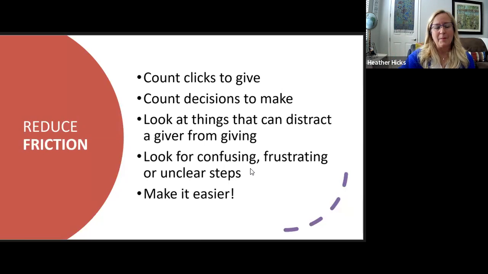Look for anything that might be confusing, frustrating, or unclear. This is where having someone else help you, like my friend who was in their 80s, helps. Asking what was unclear helped me a ton to understand some of the language that needs to be simpler, things that need to be easier. So think, what can I do to make this easier, to reduce friction that might keep someone from continuing down the road to being a donor and a partner with you in your incredible kingdom work.